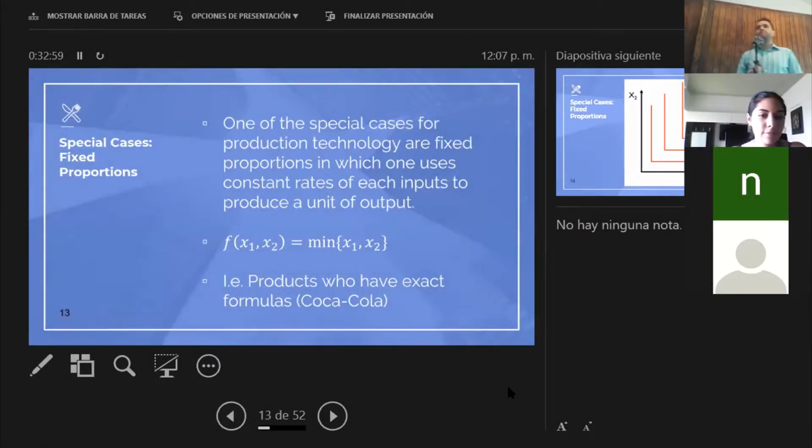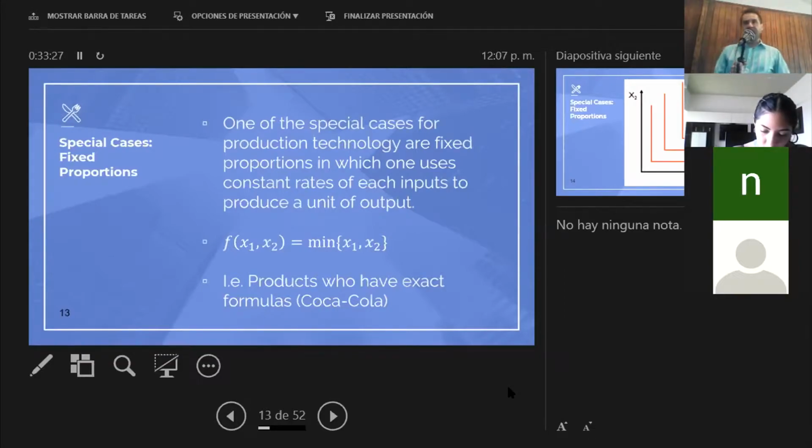Okay, so let's focus, para terminar la clase de hoy, with these special cases in which you can produce. And you'll see certain familiarities with the things we saw in the consumer side of things, and why I was so adamant in constantly recalling these special cases, porque en production se repiten más o menos.